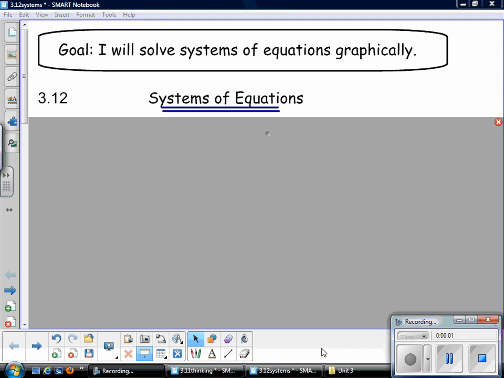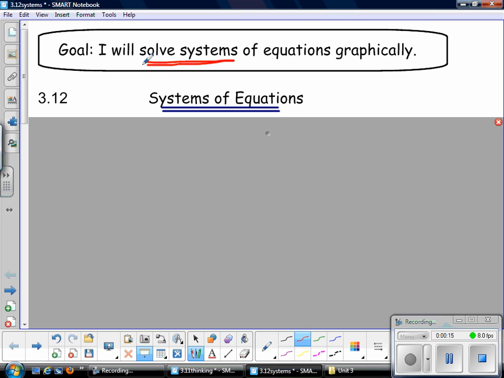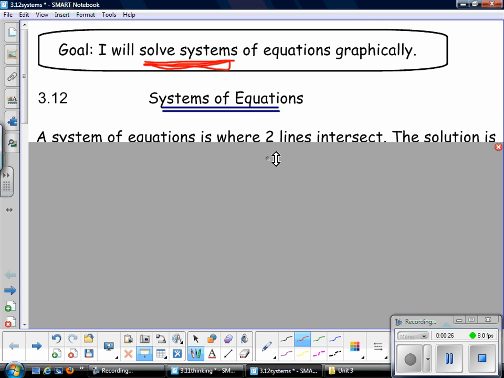This is the last lesson in this unit, and our goal here is: I will solve systems of equations graphically. So there's a few different things here. It's talking about the word systems. What on earth is a system? Well, a system usually consists of more than one item for it to be a system, and we're going to be solving it graphically. So first of all, let's talk about what a system really is.